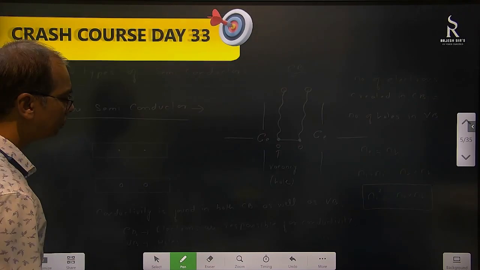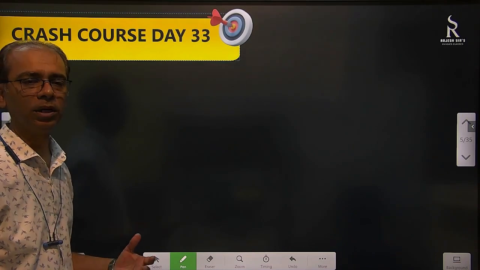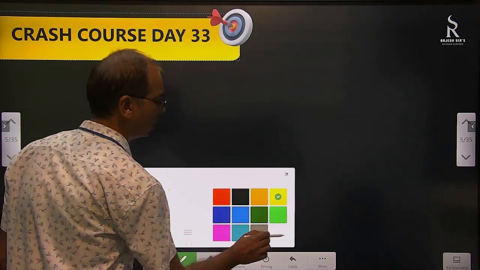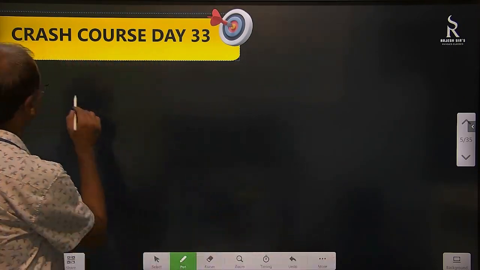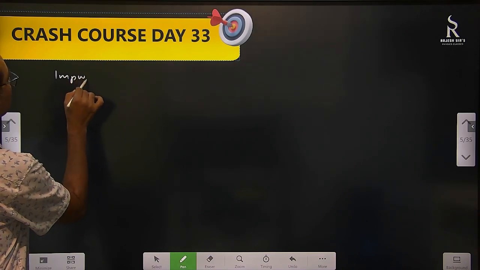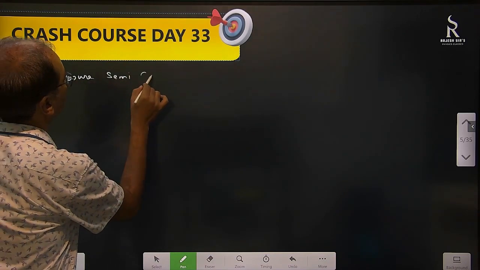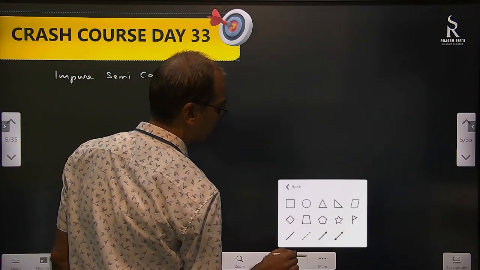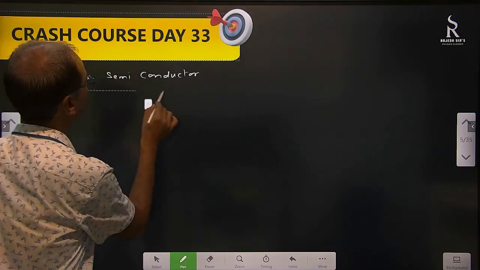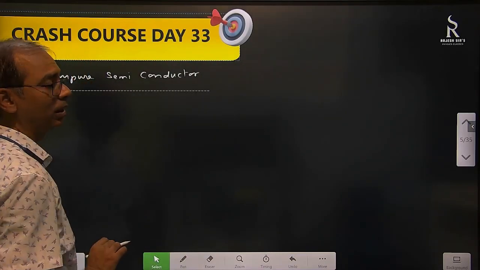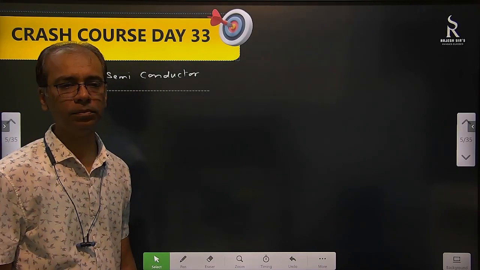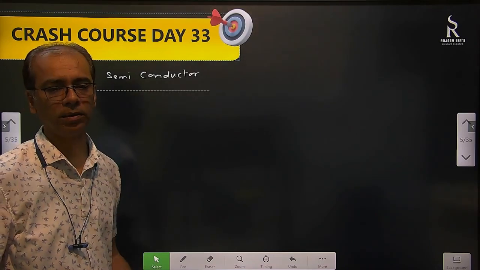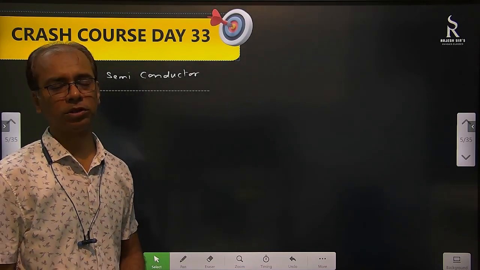Then we have the impure semiconductor. Impure semiconductor means we are going to mix something in it. We are going to do doping. Now, why are we adding the impurity? The reason is that in a pure semiconductor, yes, definitely we got certain electrons and certain holes, but still the conductivity is very, very less. We want to increase that conductivity, and for that reason we go for an impure semiconductor.